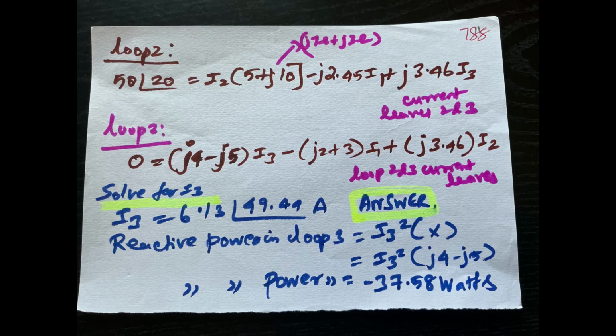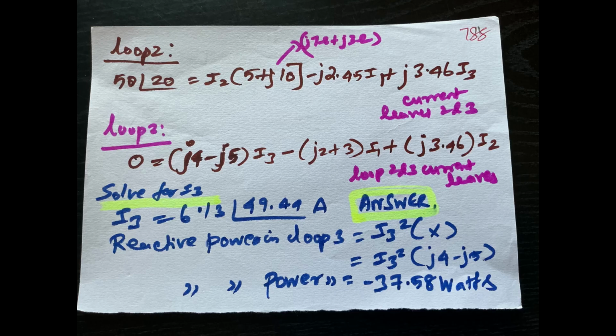Loop 3: consider 0 volt supply. So 0 equals j4 ohm and minus j5 ohm, that is j4 minus j5, times the loop current I3, minus the mutual inductance between coils 1 and 3, and minus the mutual inductance between coils 2 and 3. The I1 current is at the entry point, so minus sign, and j3.46. How do we obtain the plus sign? By the coupled circuit formula, it is minus j3.46 I2. The I2 current is at the leaving point, and leaving point current is minus. So minus into minus gives plus j3.46. So a plus sign is obtained. Loops 2 and 3 currents are leaving, so plus is obtained. In this way we obtain the loop 3 equation.